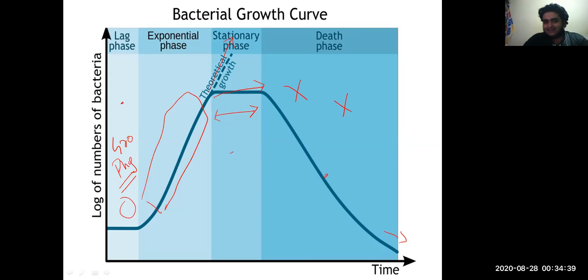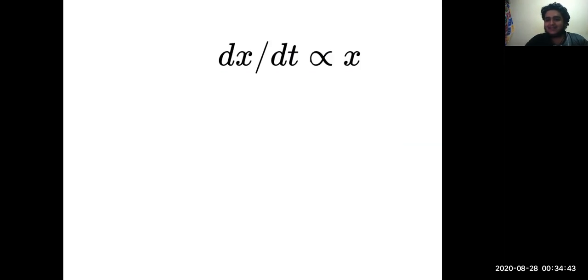Of all this, we are interested in the log phase again, as I told you, because it's linear. So let us have a more detailed look at this. Log phase can be put up in this equation: dx by dt is proportional to x. Basically, it says that a small change dx in the concentration x.